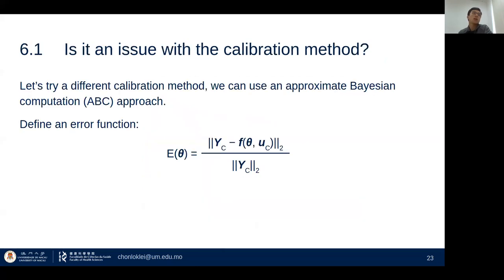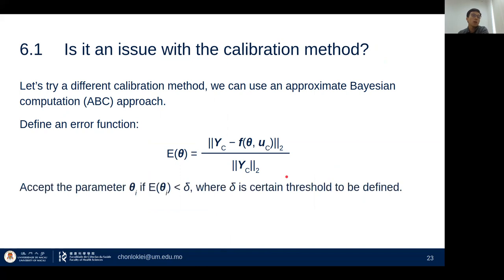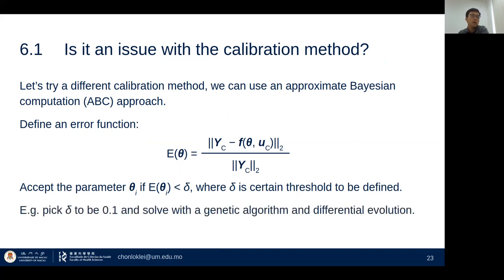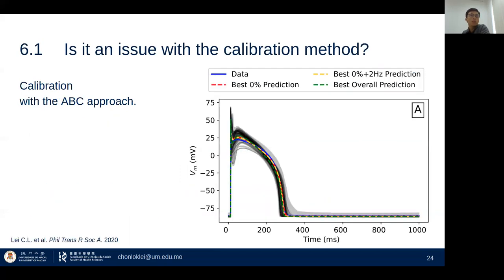Some might even ask, is that just an issue with the calibration method, the full Bayesian treatment that we use? Well, let's try a different calibration method. We can use, for example, an approximate Bayesian computation approach, ABC, where we define an error function. With that, we accept parameters when the error function is less than some certain threshold delta. Let's say we pick some arbitrary threshold, say 0.1, and then we can solve this with a genetic algorithm or with a differential evolution algorithm.